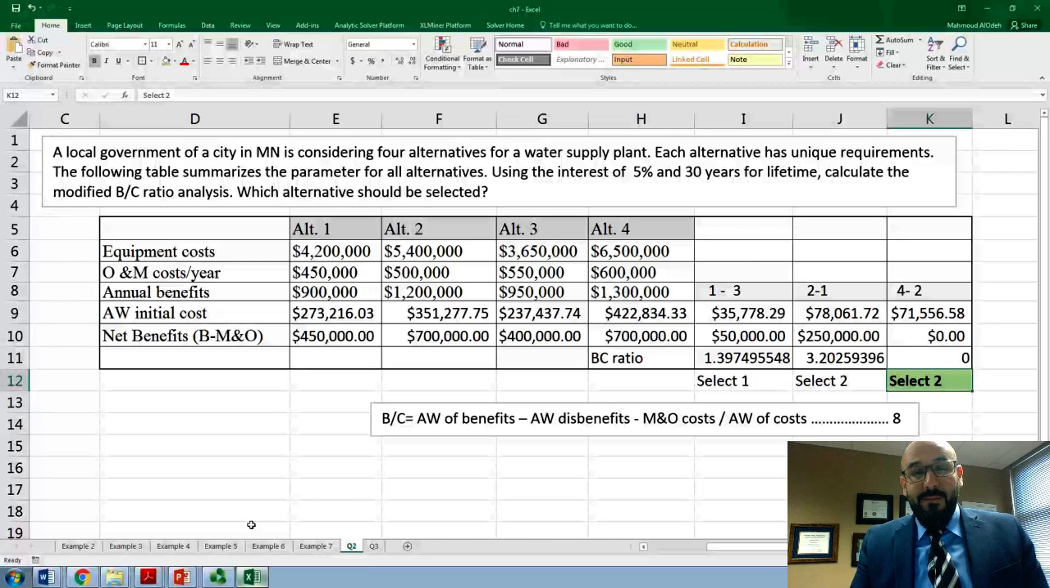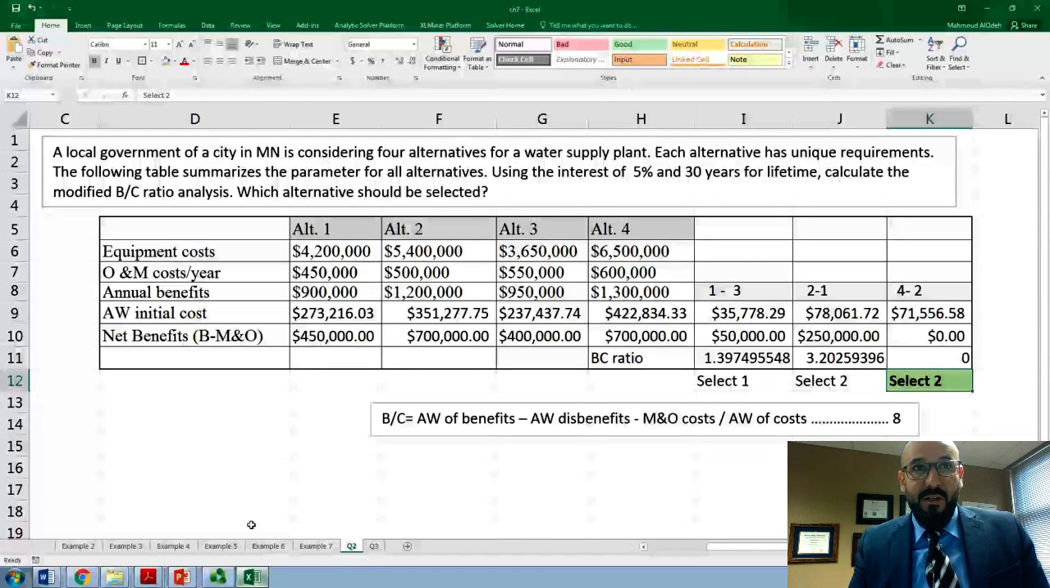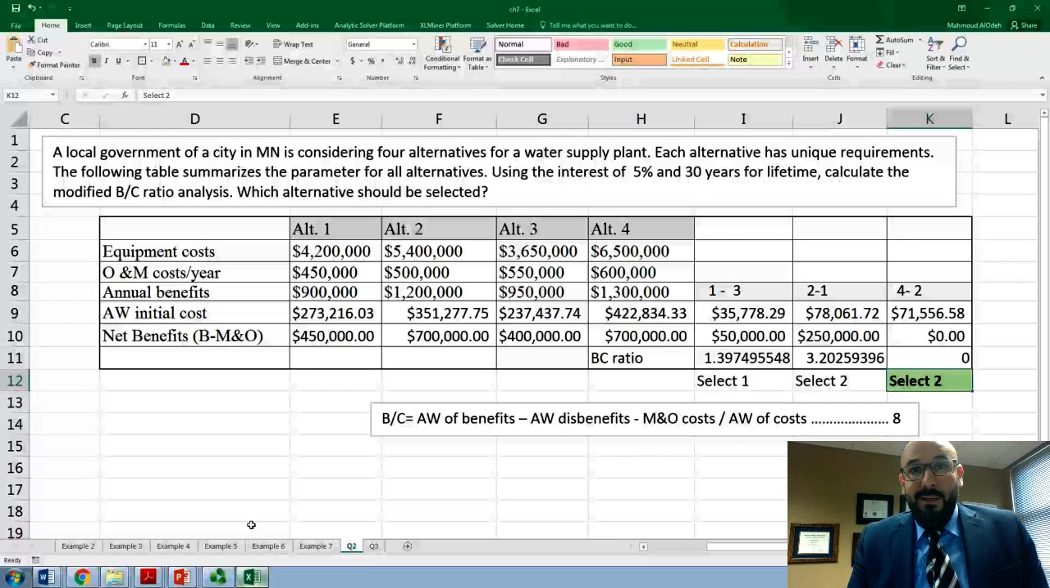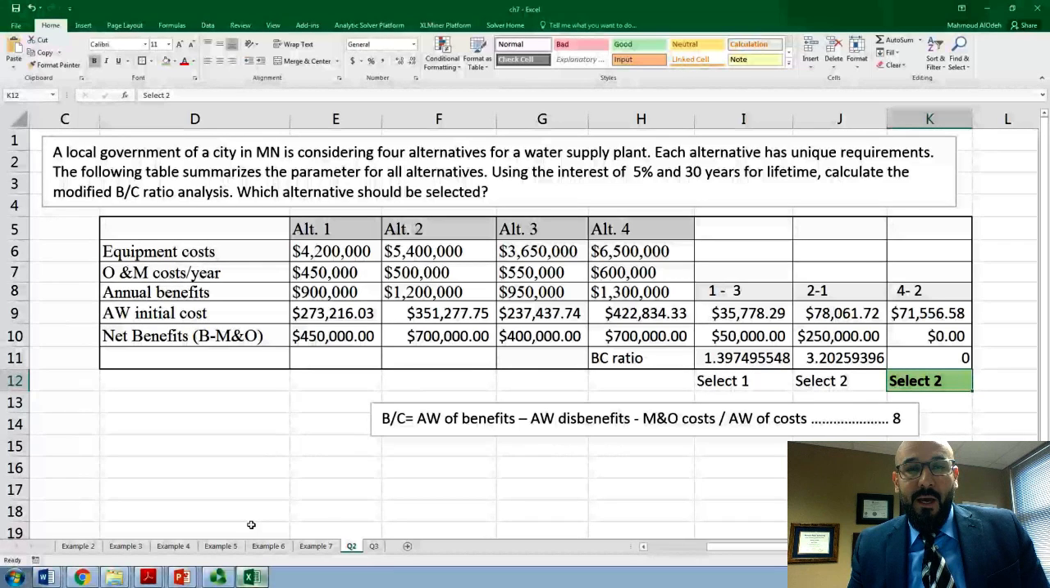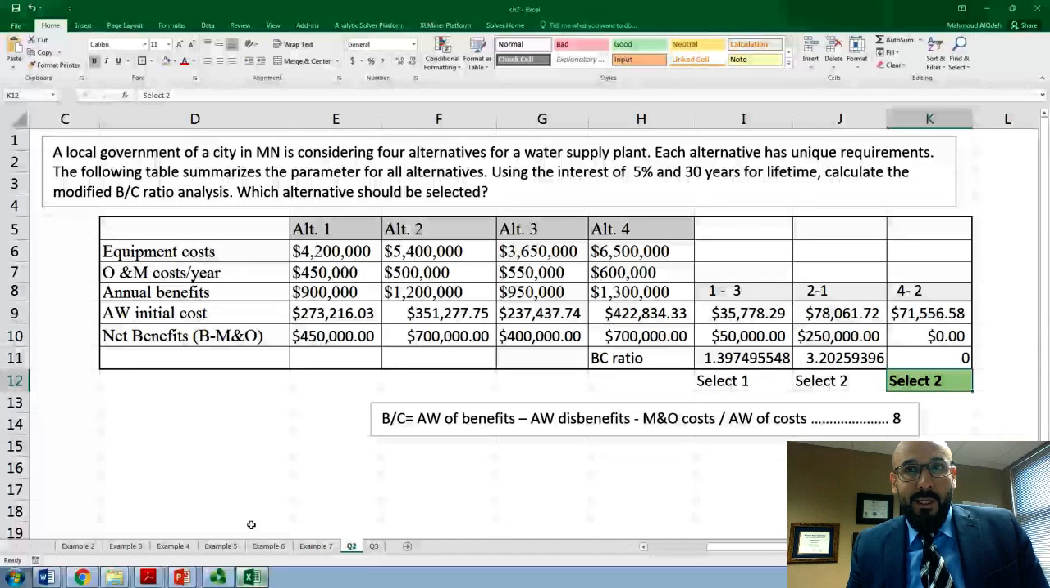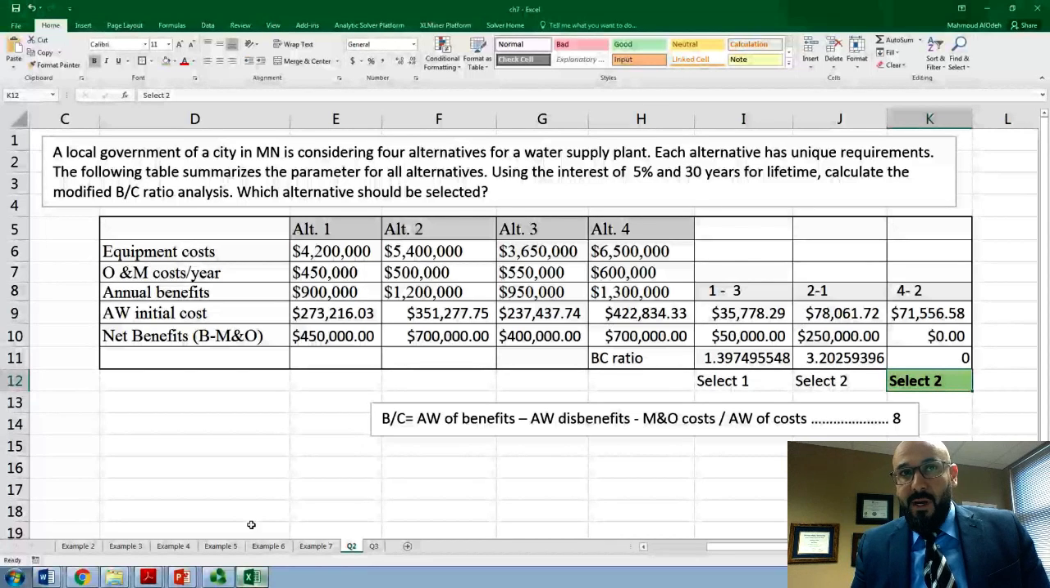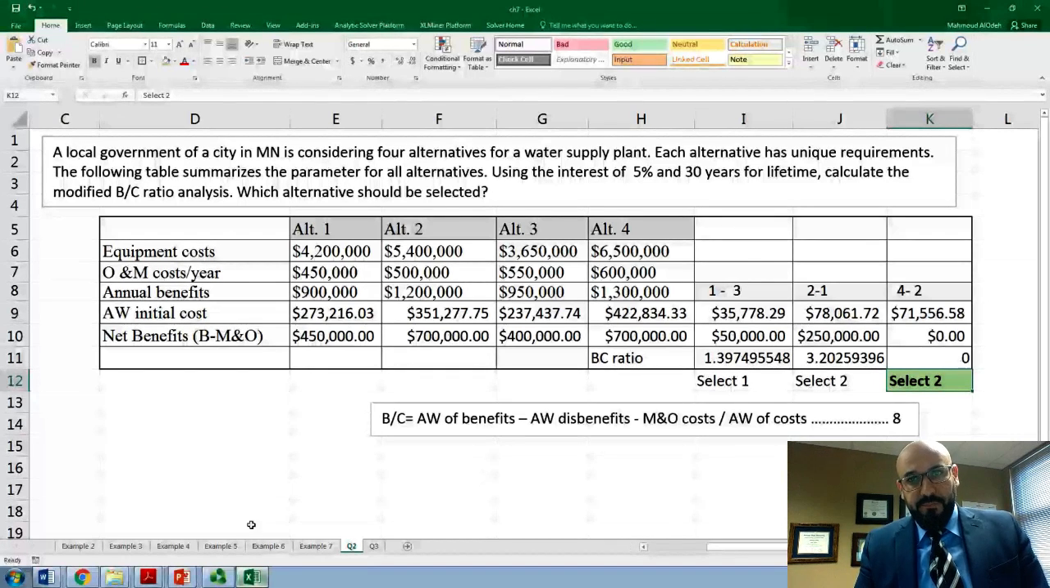In order to find the benefit and the cost for a project, we have to make sure that these benefits and costs and other parameters like disbenefits and maintenance and operational cost are on the same time frame, which means that we have to make sure that these parameters are all in present format, annual format, or future format.